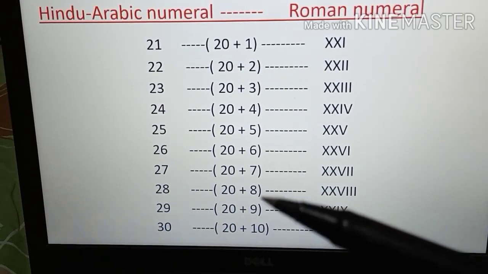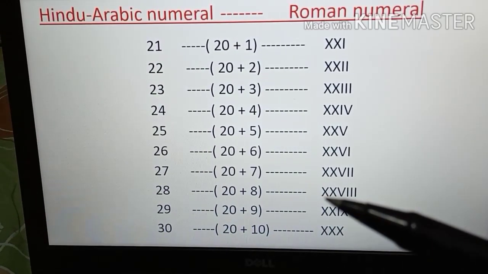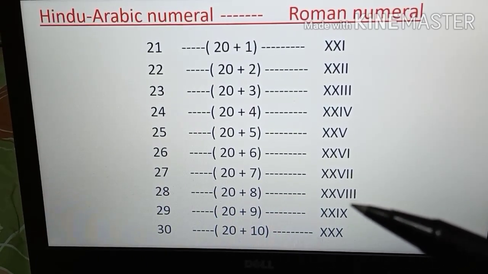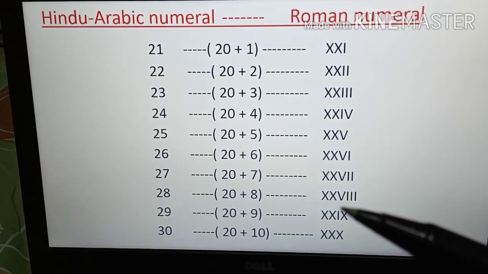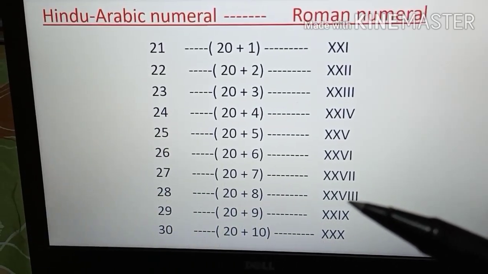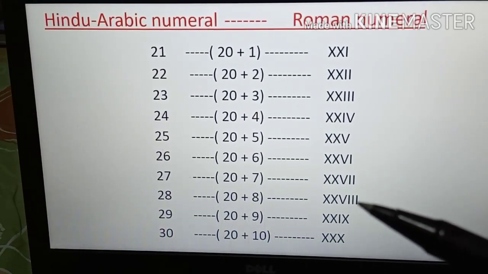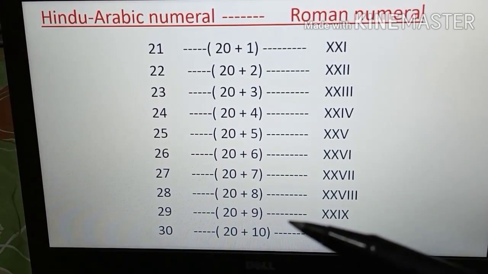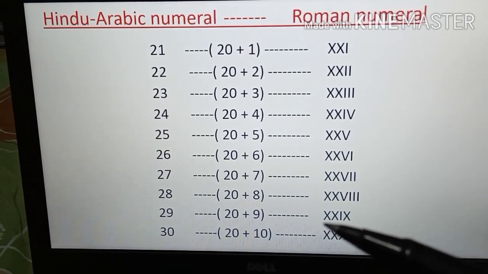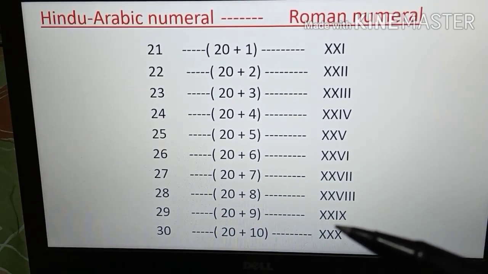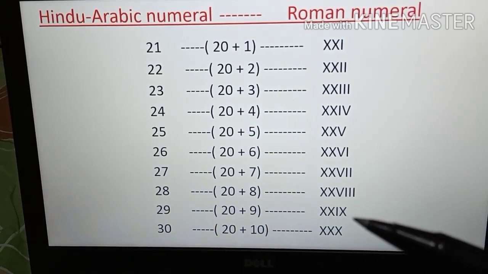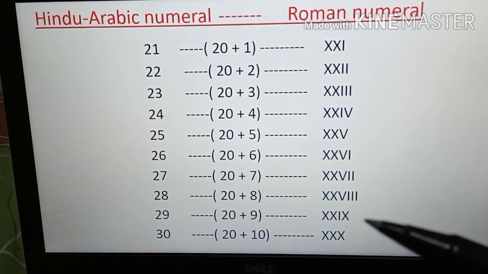Now 28, 20 plus 8. For 20 you write XX and for 8 you write VIII, that is 5 plus 3, that is 28. Now 29, 20 plus 9. How do we write 20? XX. And how do we write 9? Yes, IX. So for 29 we write XXIX.